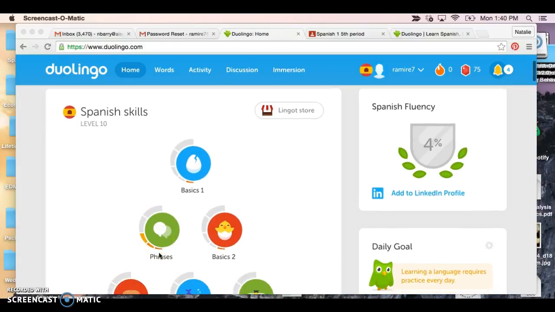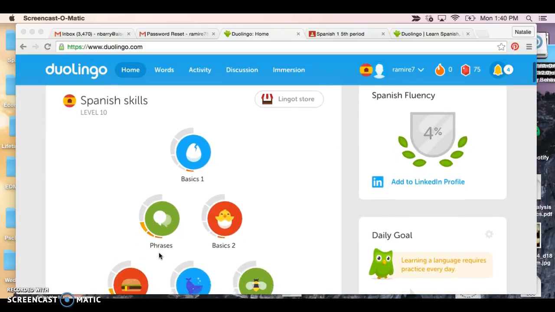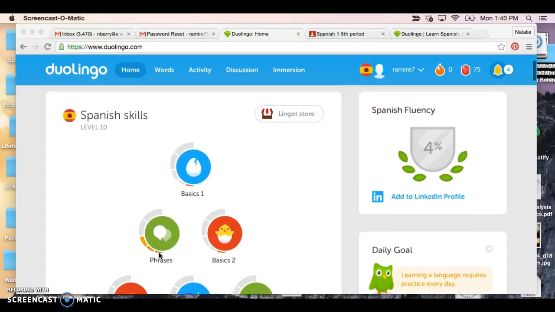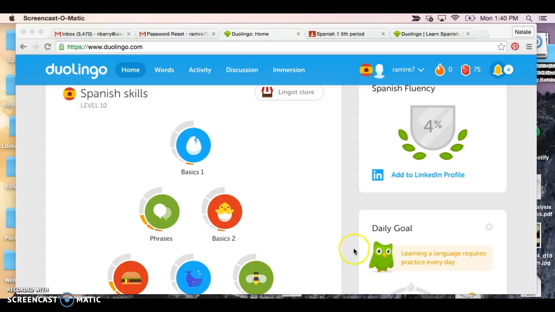This is a site called Duolingo that I like to use in my Spanish class. This website in particular allows you the opportunity to study multiple different languages. However, I teach Spanish, so I use the Spanish one.